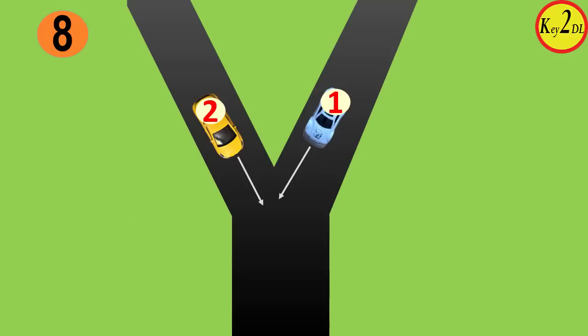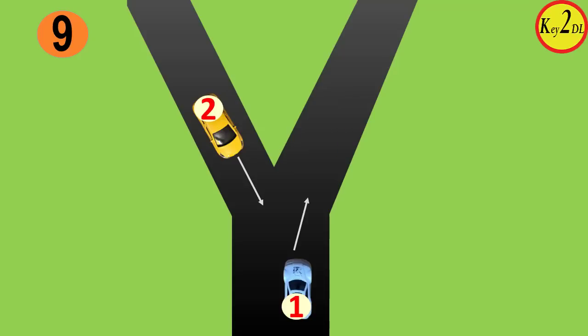So these are many different situations with many different types of junctions, and then we can come to another interesting situation here, situation number 9. And in this situation, who will go first, car 1 or car 2?